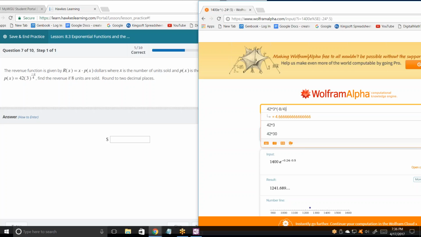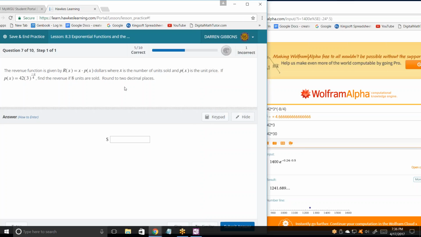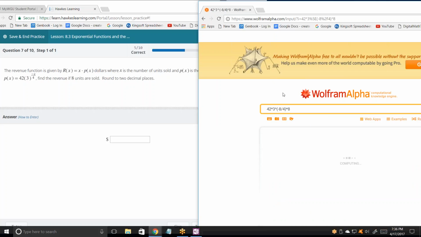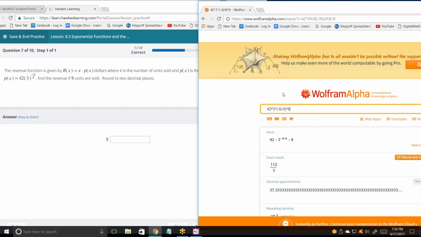I've got 4.66. That's it. Okay. Now, the problem is a little tricky. They say the revenue function is X times price per unit sold, which is P of X. Well, what we just calculated was P of X. So the revenue is X times P of X. Well, X is 8, so I've got to multiply this number by 8. Star 8, just like that. Enter, and I get 37.33.